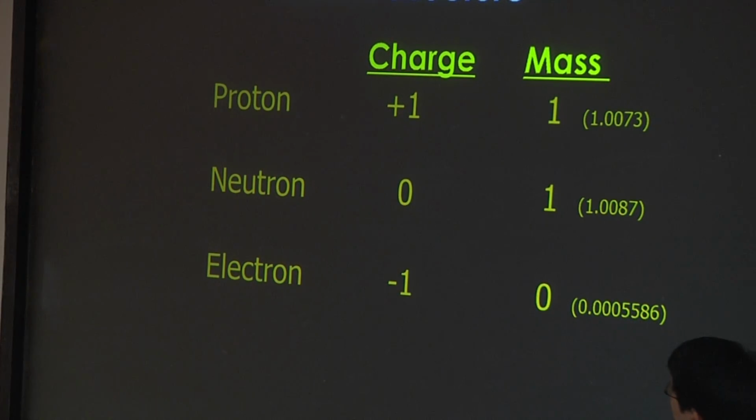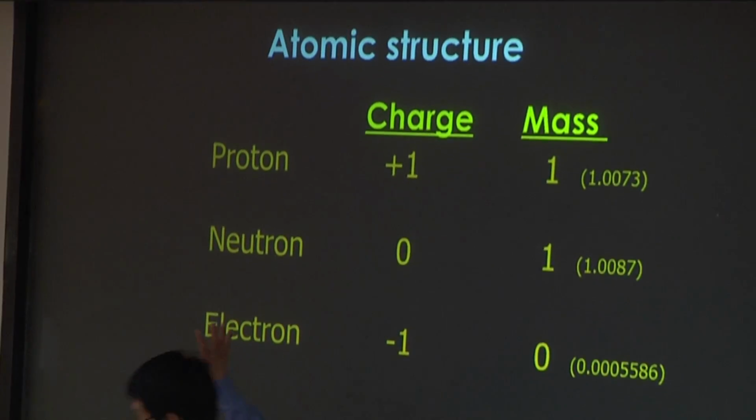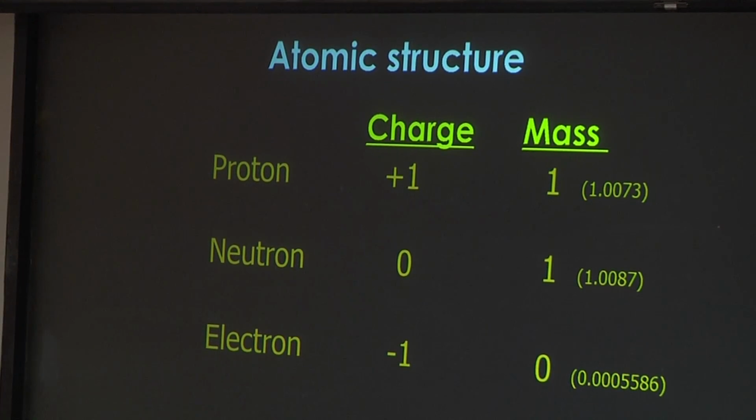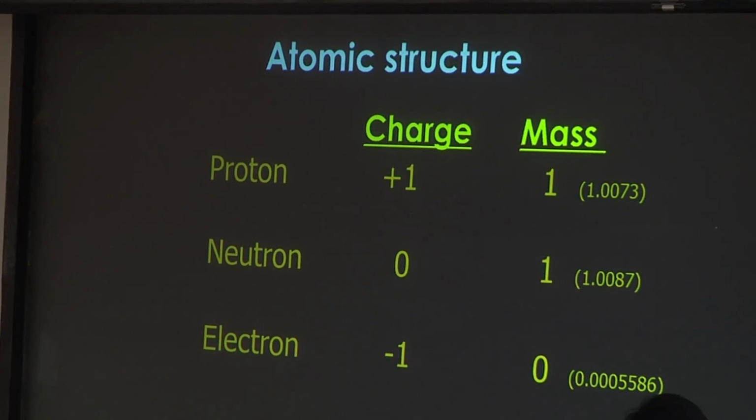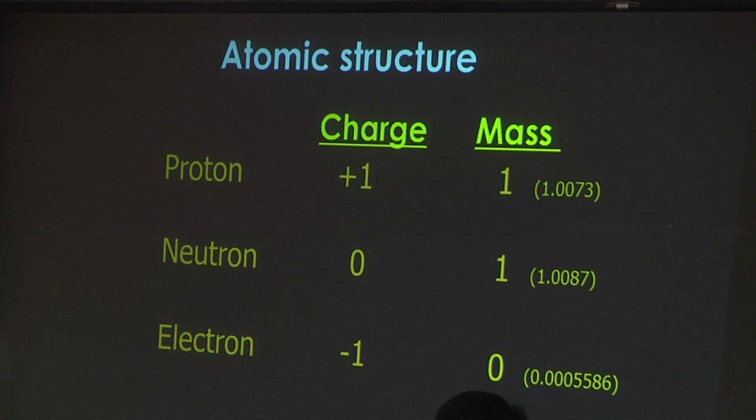So here we have our three subatomic particles: proton, neutron, and electron. We said protons are positively charged, electrons are negatively charged, neutrons are neutral. And we assign to the proton a charge of +1, assign to the electron a charge of -1, assign to the neutron a charge of 0.